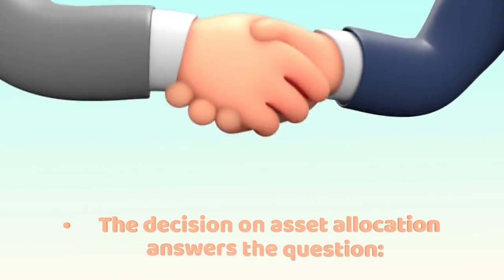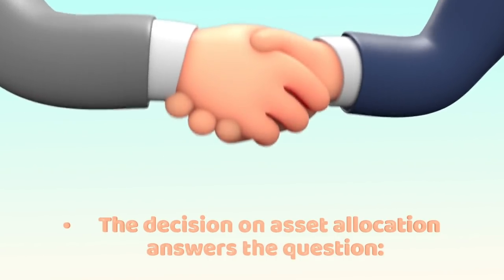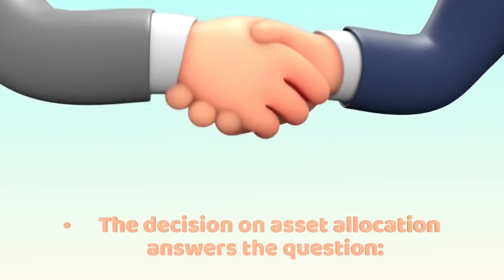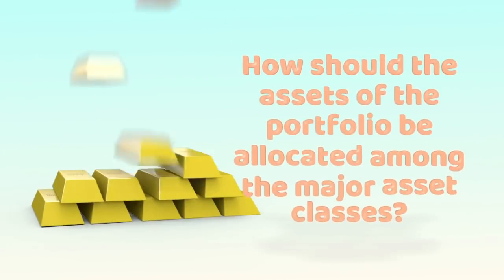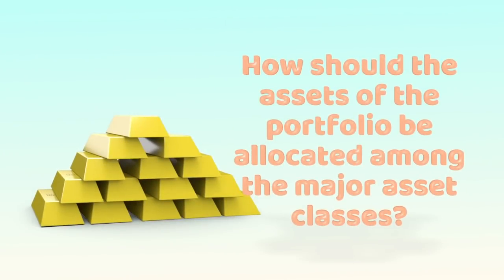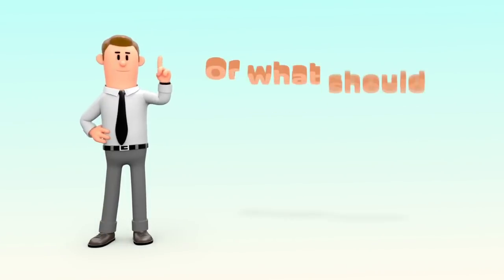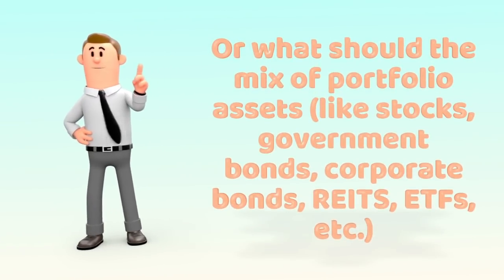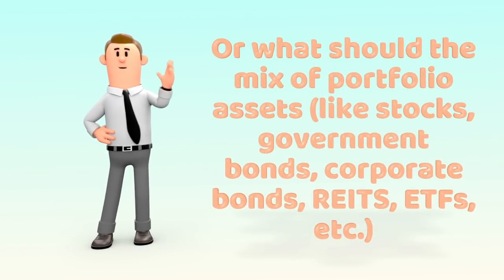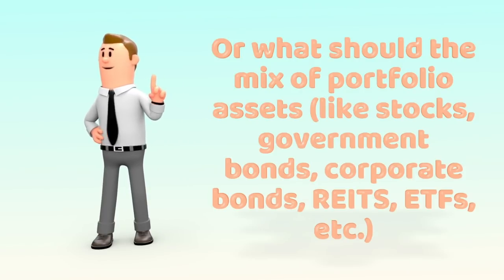For the decision on asset allocation, you need answers to these questions. First, how should the assets of the portfolio be allocated among the major asset classes? What should the mix of portfolio assets like stocks, government bonds, corporate bonds, REITs, ETFs, etc. be?